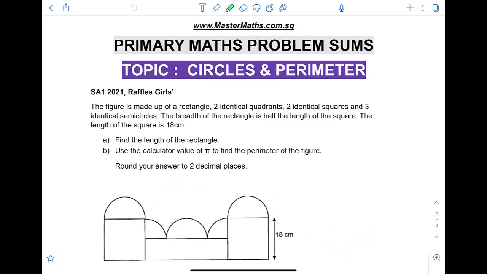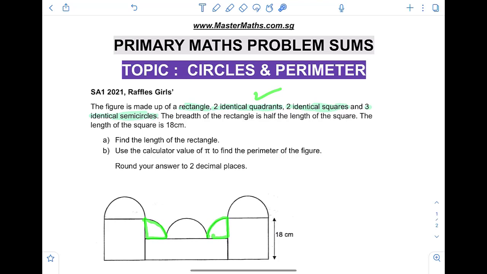The figure is made up of a rectangle, two identical quadrants, two identical squares, and three identical semicircles. So let's see where the items that they have listed are. Okay, so the rectangle is here in the middle. One rectangle, two quadrants. So we have one quadrant over here, another one over here.